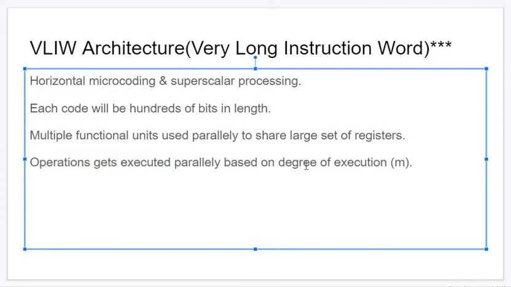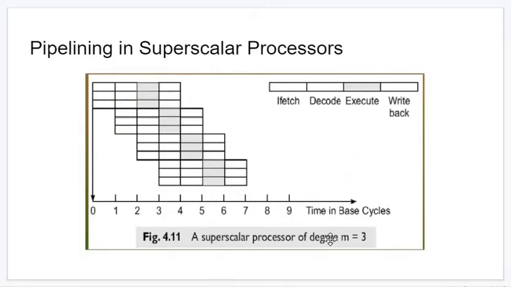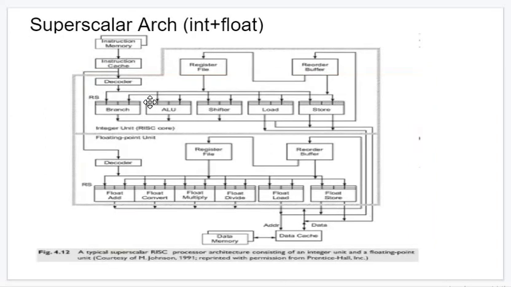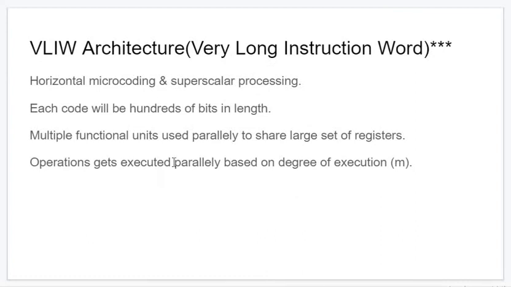Based on the degree of execution, which is M. Here I have mentioned what we mean by degree of execution, which is 3 here. For example, in a superscalar processor we can expect a maximum of maybe 10, which is very fast, because 10 executions, 10 fetches, 10 decodes, 10 write backs at a time means a very high speed processor. Nowadays it may be in the hundreds, because of vector superscalar processors.